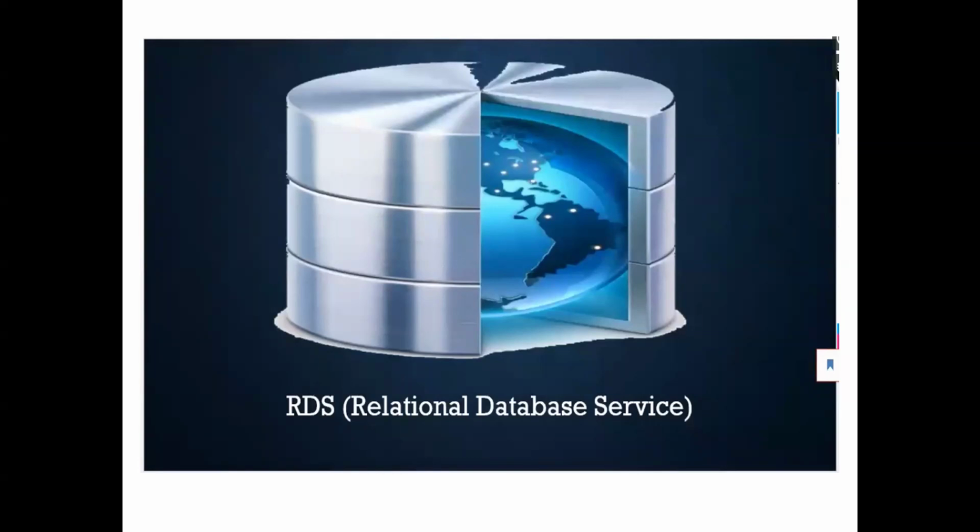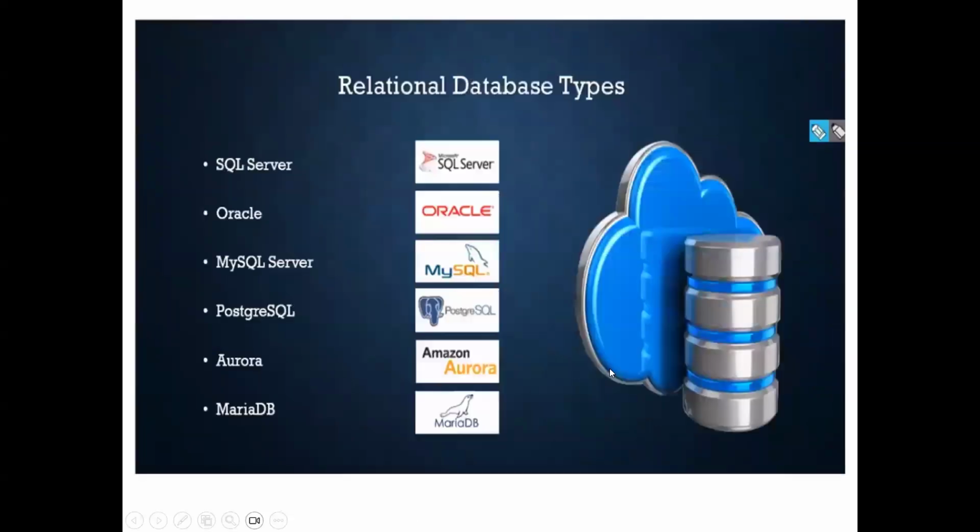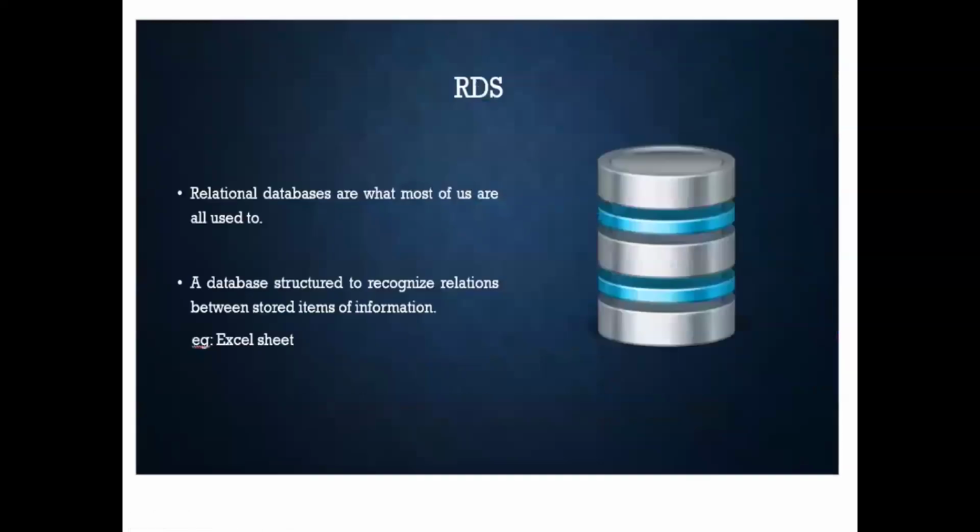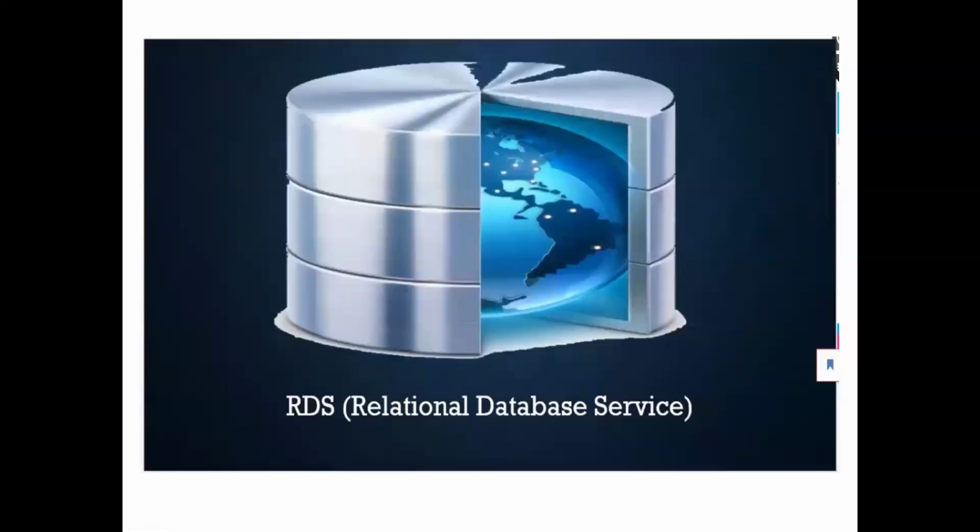So we were discussing the service called Relational Database Service, the RDS service in AWS. And we have seen a brief introduction to this relational database service. Let's understand. By the name itself, we can easily understand that this is a database service, but it is a relational database.